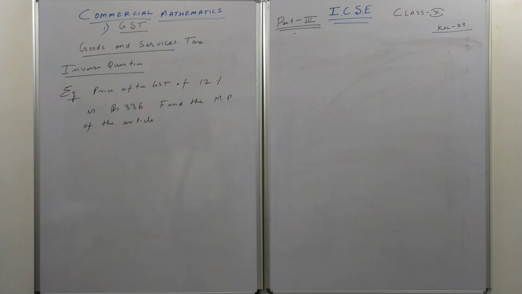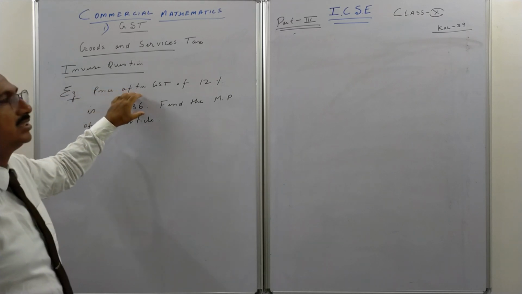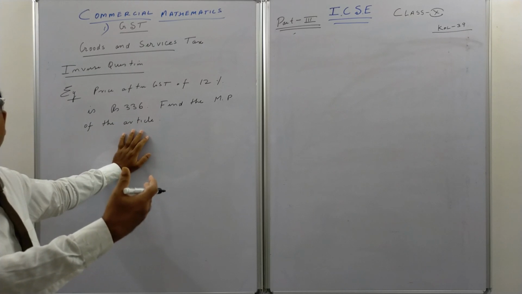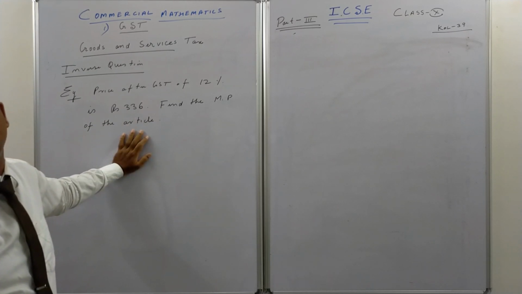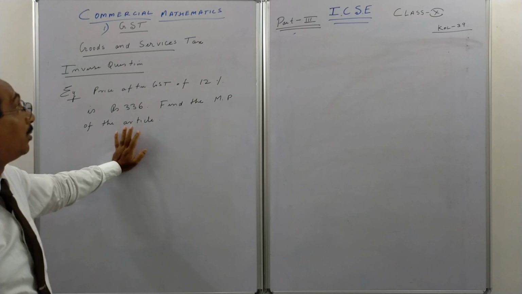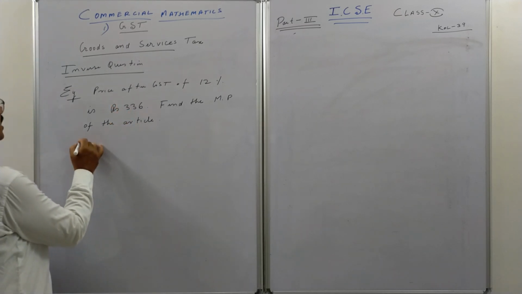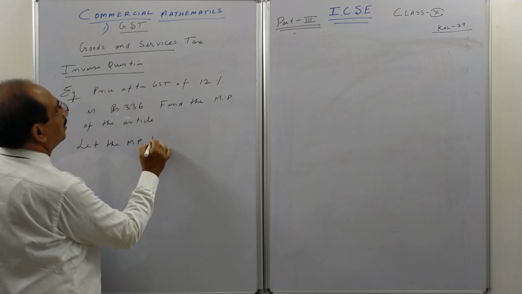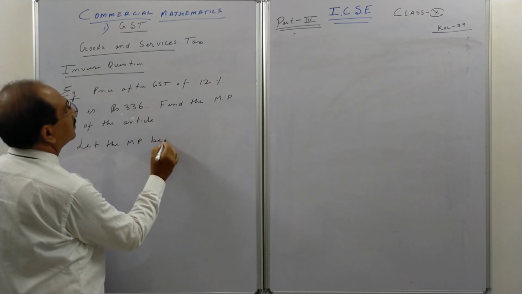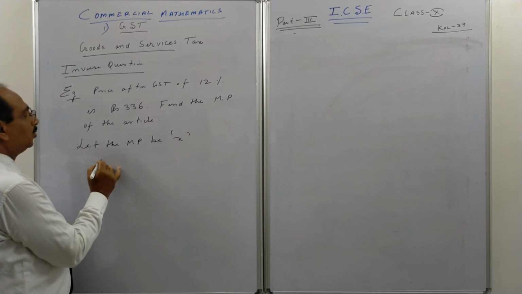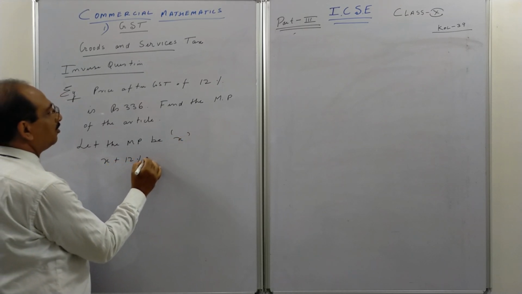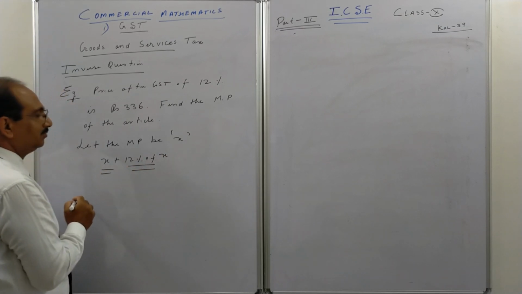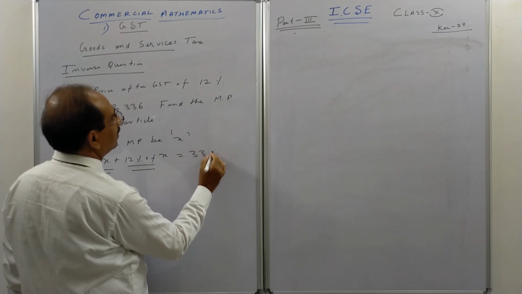Price after GST. Inverse means the price after GST is given. Generally what we do, as you saw in the other question, is find the GST and then add it to get the price after tax. Here the price after tax is given. So let the marked price be X. So X plus 12% of X, base price plus GST, is 336.